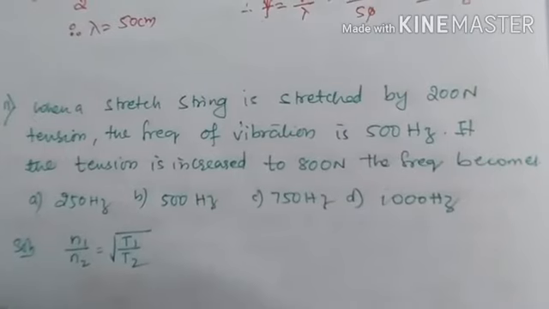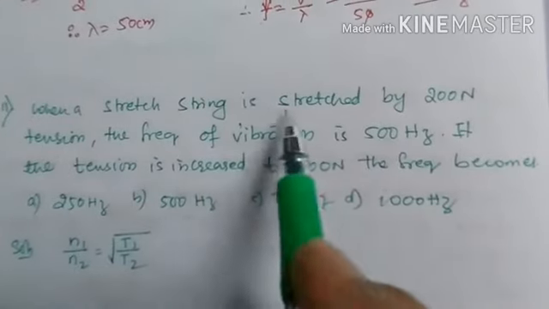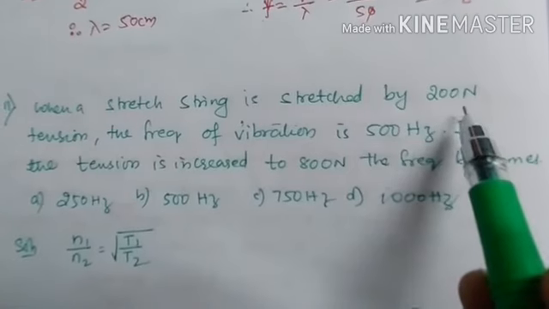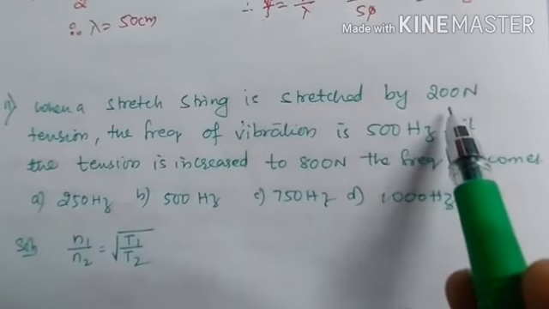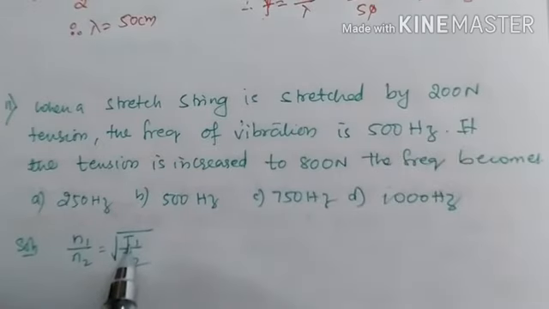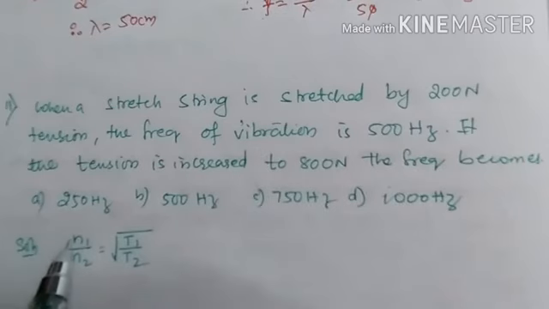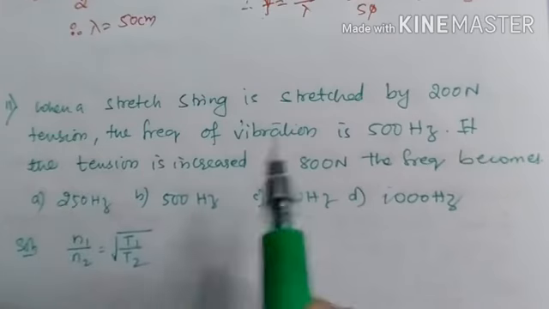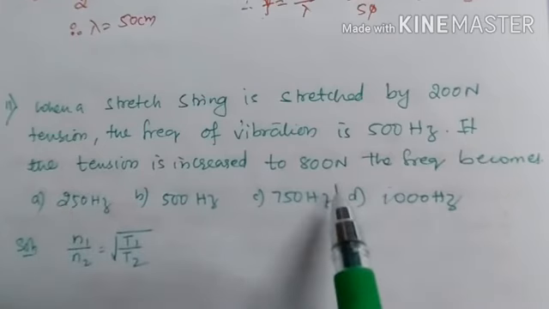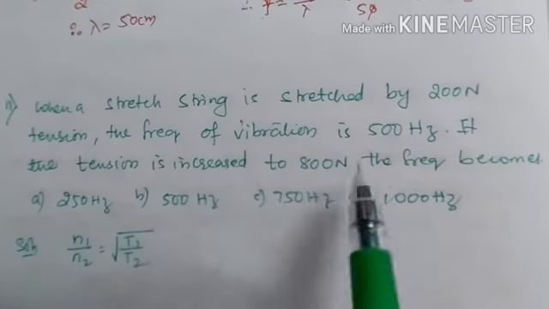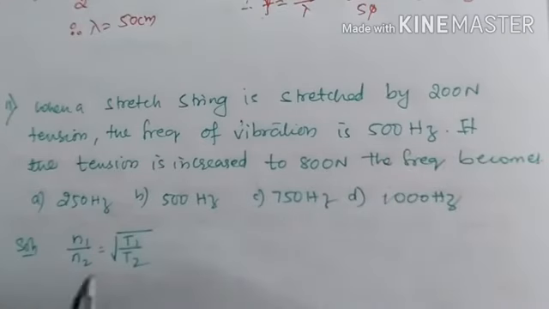Now let us check the 11th problem. When a string is stretched by 200 Newton, so one string we have stretched by 200 Newton, the tension first is 200 Newton, T1. And the frequency of the vibration is 500, so N1 becomes 500. Then the tension is increased to 800 Newtons. It was 200, now it is increased to 800, so T1 is 200 and T2 is 800.